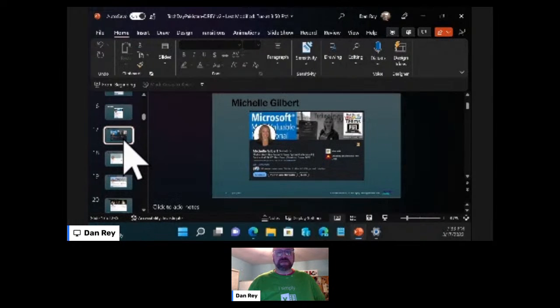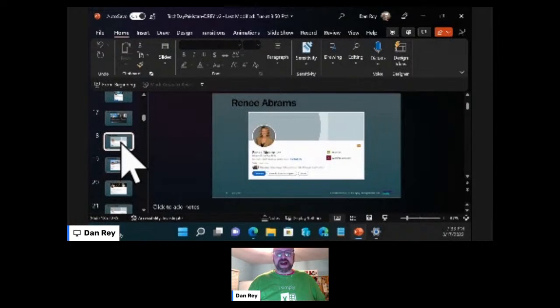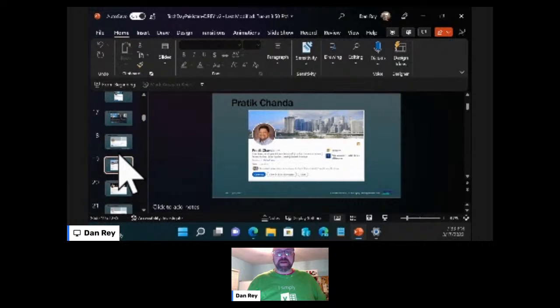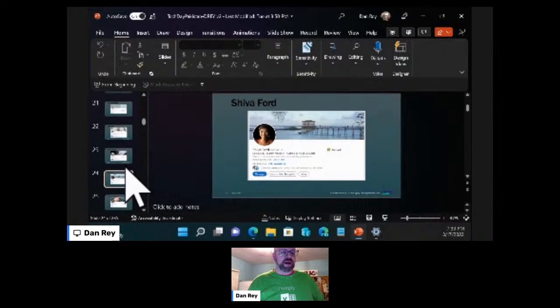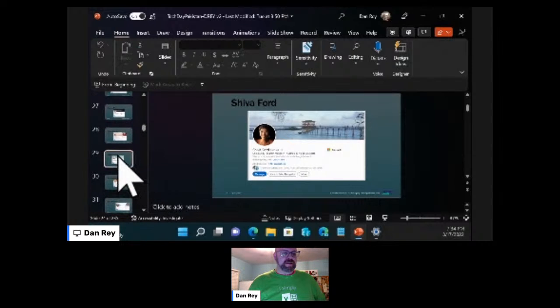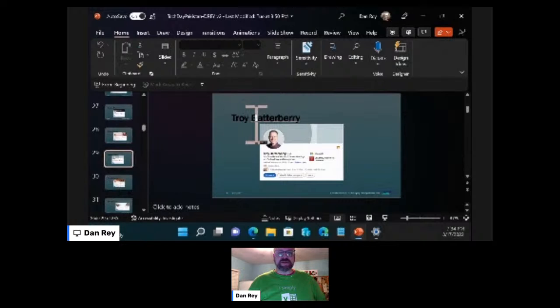You can see on some I was in dark mode. On some I was not connected to them, so a second degree connection. Many of them I have not connected with as a network connection. Many I have. Shiva Ford and I have been connected. And I tried to at least put in the names.